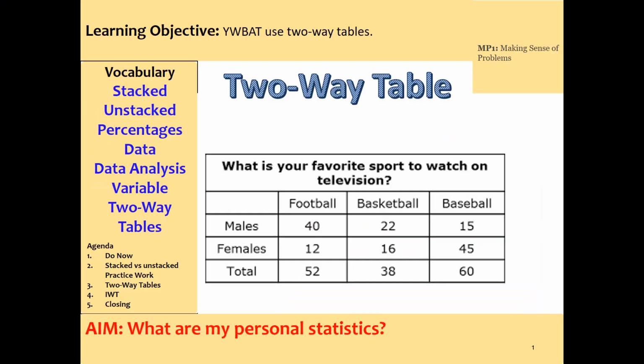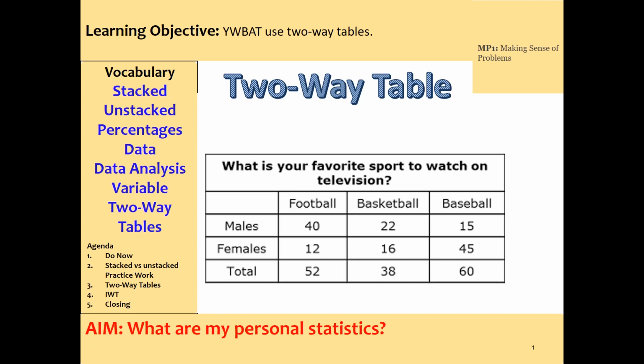So today's lesson is going to be fairly short. It's about two-way tables. A two-way table is when you're comparing two variables. So for example, in this two-way table, what is your favorite sport to watch on television? So the variables are whether male or female, and then the favorite sport, right?